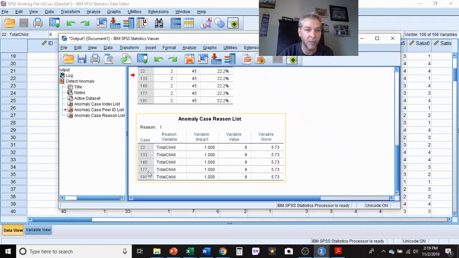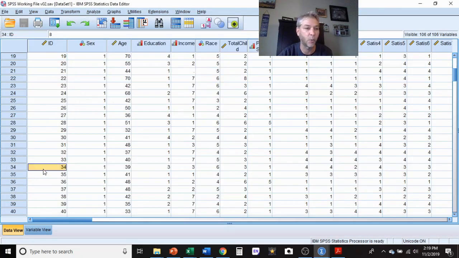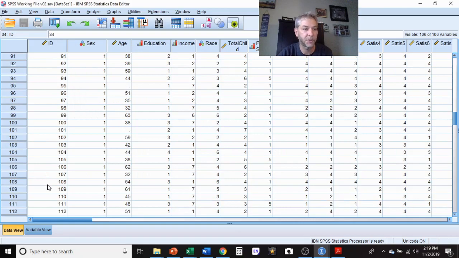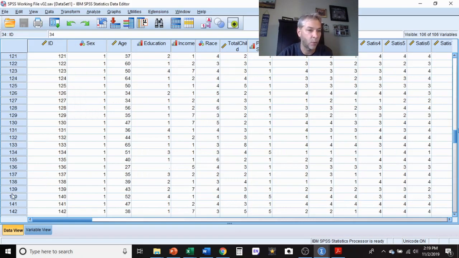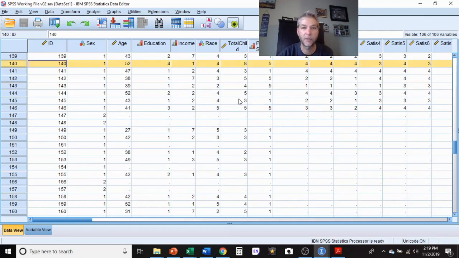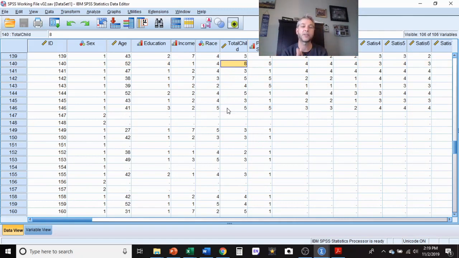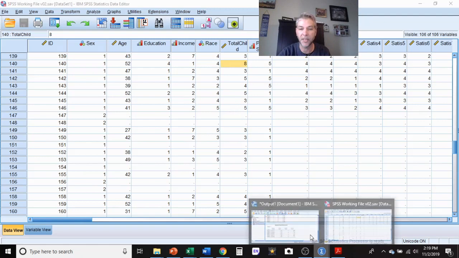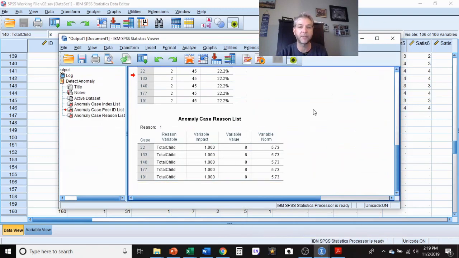Let's look at case number 140. So we scroll down to case 140 and look at number of children. And yep, we're finding that same thing right here. So my guess is that the other ones are the same. I'm not going to go through them, but you can practice and see if all of the rest of those came up the same, all 5 of these cases with 8 children. Again, I don't know the algorithm.